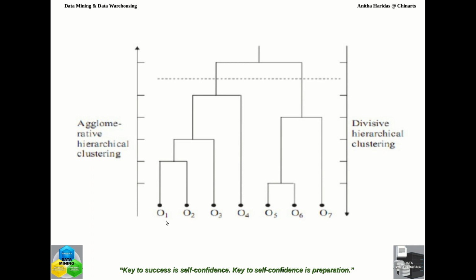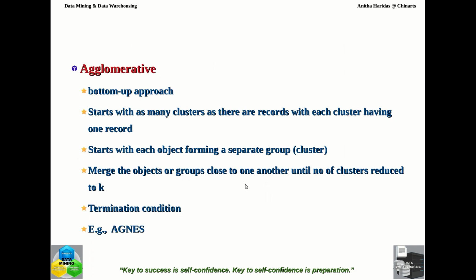So if you have 7 data points, and you start merging the data points based on some kind of similarity attributes, then we have agglomerative hierarchical clustering. Whereas if you have all the 7 data points in a single cluster, and you decompose them into smaller clusters, then we call it divisive hierarchical clustering.